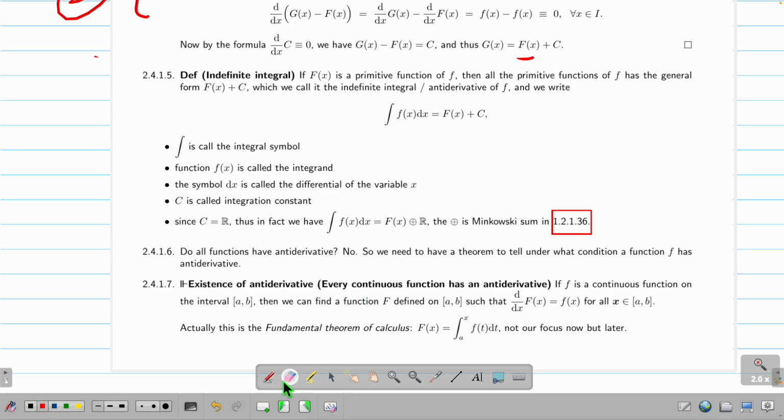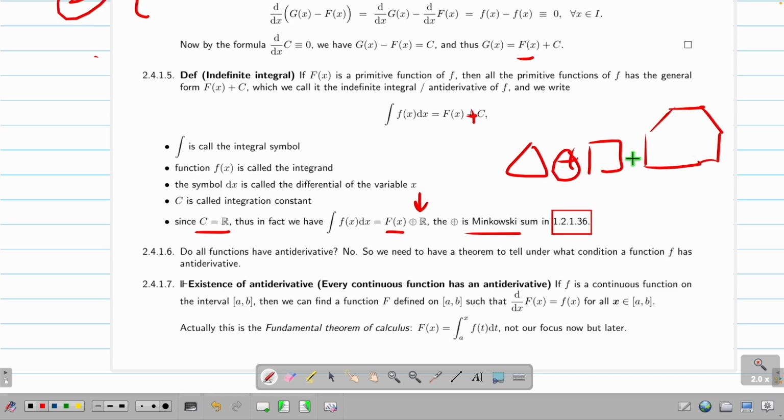And here's the important thing. C actually is any number. So C is a what? It's a set. What set? Real number set. So actually, this addition is not singleton plus singleton. It's function plus a set, which is the Minkowski sum we talked about previously. Do you remember? Triangle plus this gives you something that looks like this. Okay, for Minkowski sum.